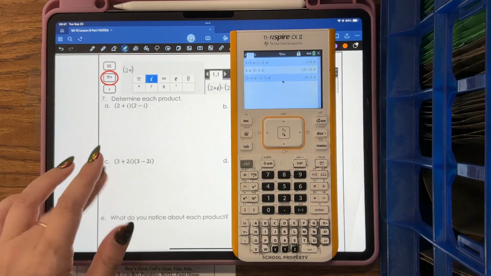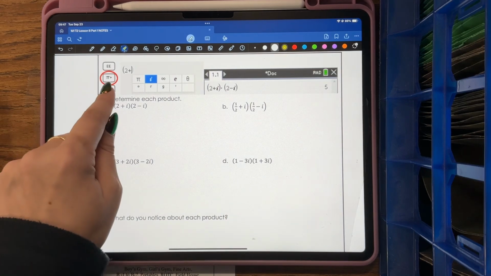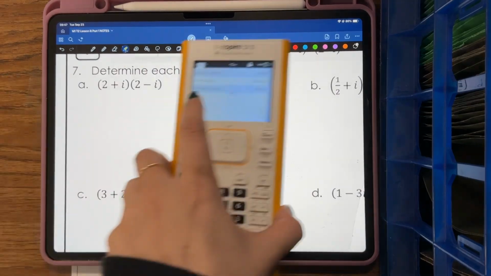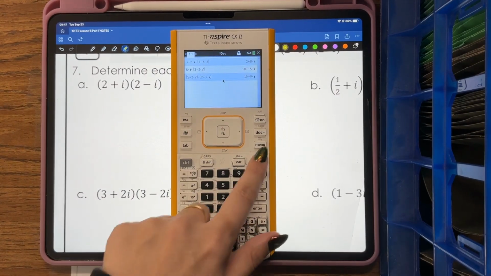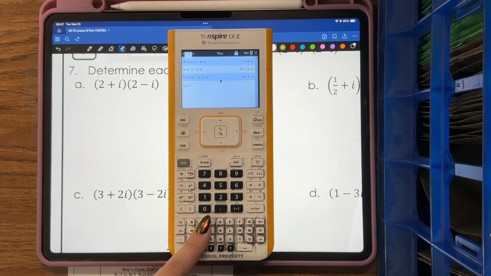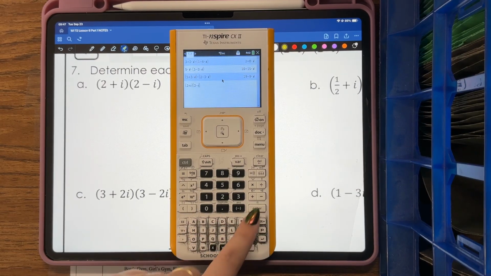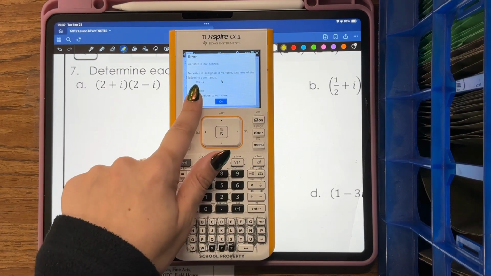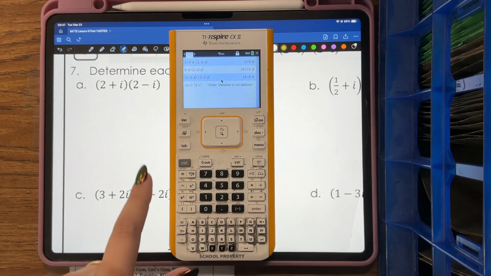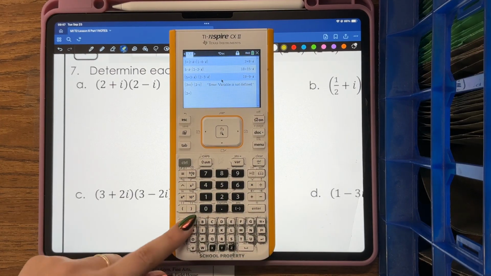Okay, so now on the last page, I do have the calculator steps showing you how to do everything, showing you where the button is, how to get the i. Okay, and so now we're going to determine the product. So one thing I do want to show is that if you use the wrong i, you're going to get an error message. So if you do 2 plus this i right here, okay, and then 2 minus this i, you press enter, notice you get an error message because that i is not the same i that we're using. So when you do this, you want to make sure that you're using the correct i by hitting the pi button.